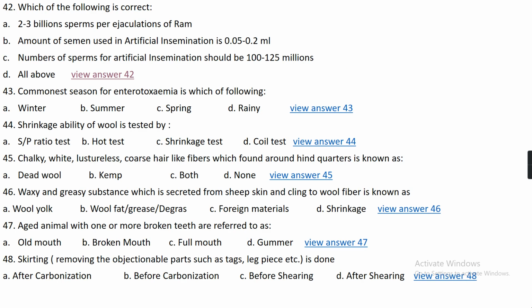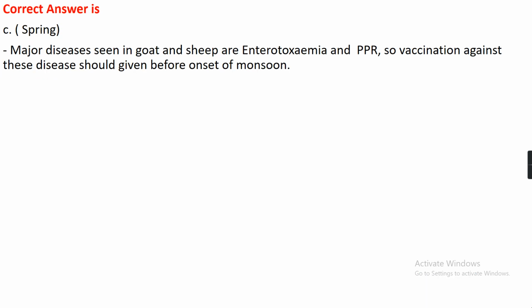Question number 43. Commonest season for enterotoxemia is which of the following? Option A, winter. Option B, summer. Option C, spring. Or option D, rainy. The right answer is spring.